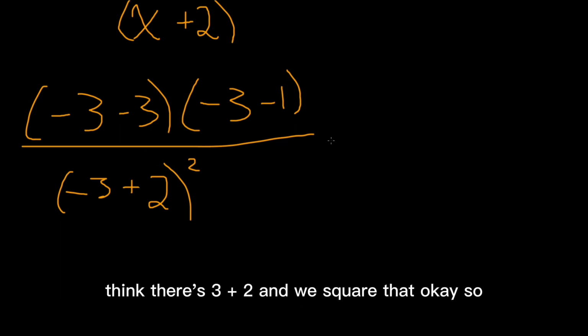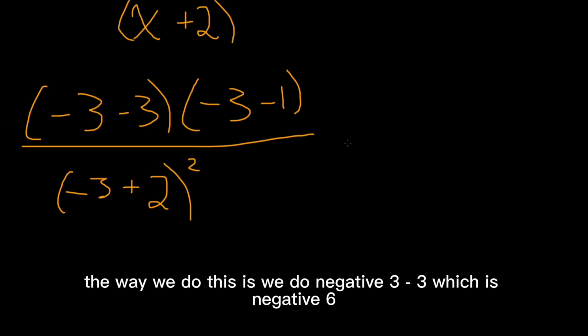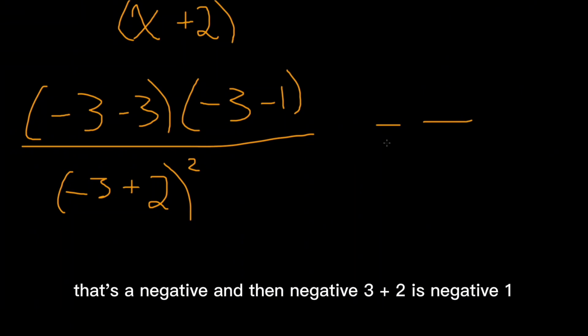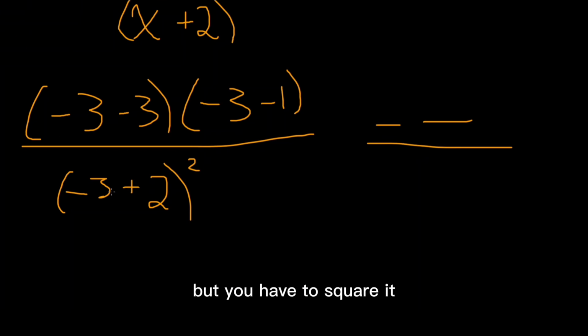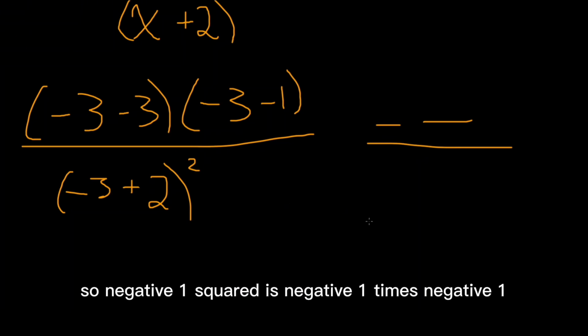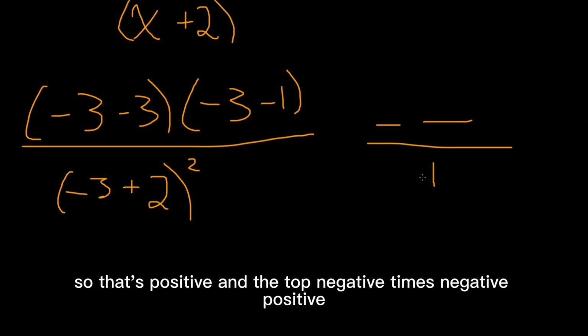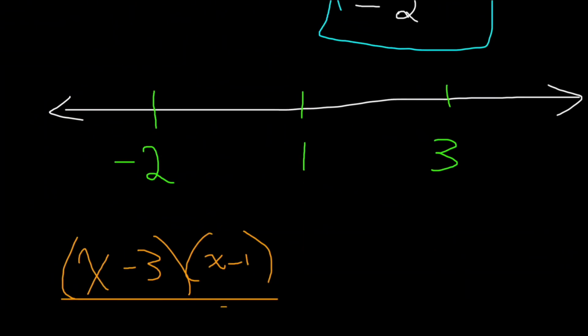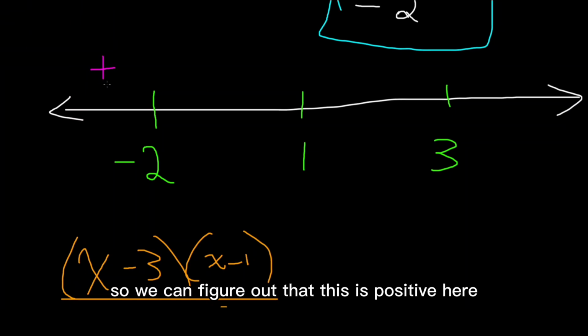Okay, so the way we do this is we do negative 3 minus 3, which is negative 6. That's a negative. Negative 3 minus 1, negative 4. That's a negative. And then negative 3 plus 2 is negative 1. But you have to square it. So negative 1 squared is negative 1 times negative 1, which is positive 1. So that's positive. And the top, negative times negative, positive. So this is actually positive over positive, which is a positive number. So we can figure out that this is positive here.